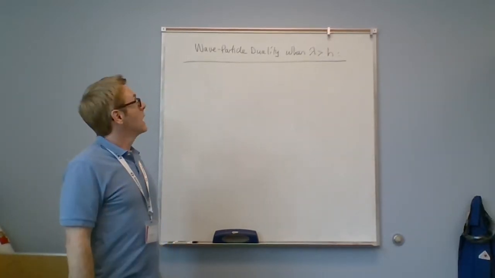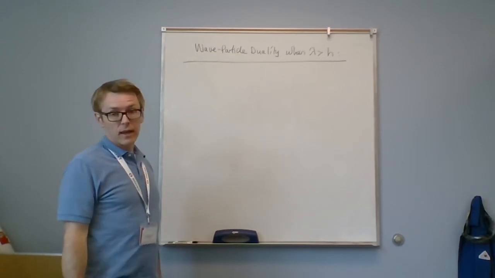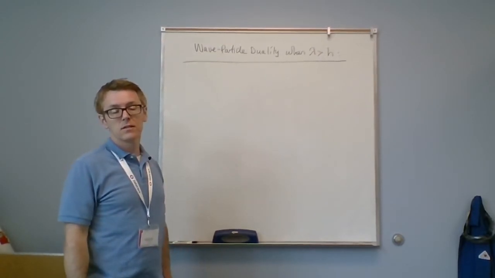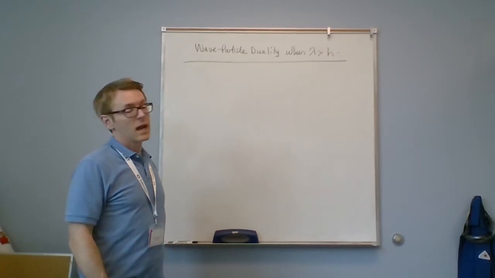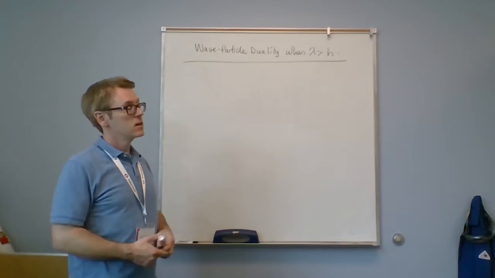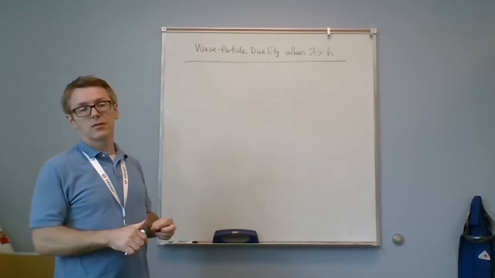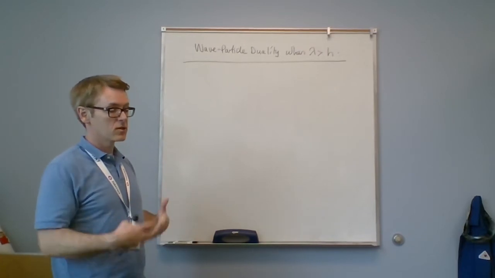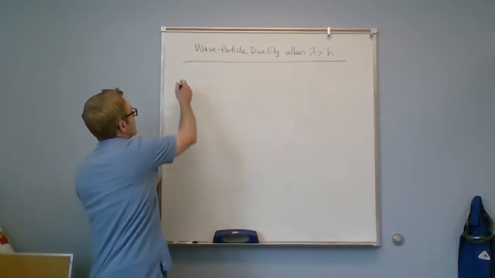When an object has a wavelength that's of an order of magnitude comparable to Planck's constant, then we have to consider both its particle nature and its wave nature. So let's use the electron versus something as large as you or I as an example.